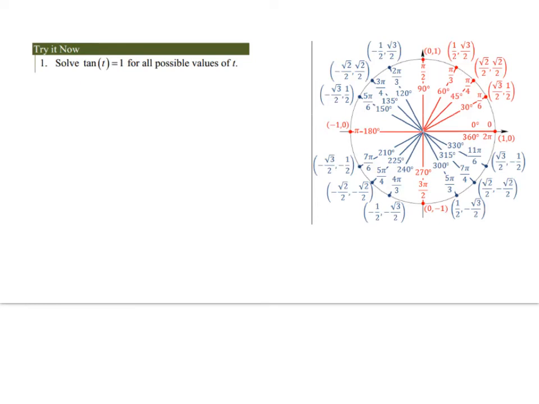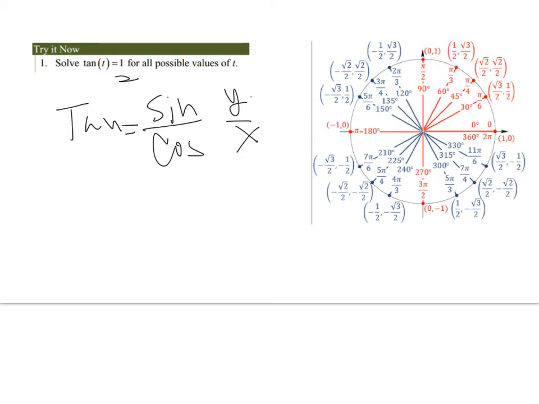So in this one, we're looking for when the tangent is equal to 1. Well, I'm hoping you remember that tangent is the same thing as sine over cosine, which is the same thing as y over x. So the only way you can get that to be 1 is if y and x are the same. That happens there at 45 degrees, or pi over 4. Remember, that's an isosceles right triangle. And the same thing happens over here, and down here, and here.